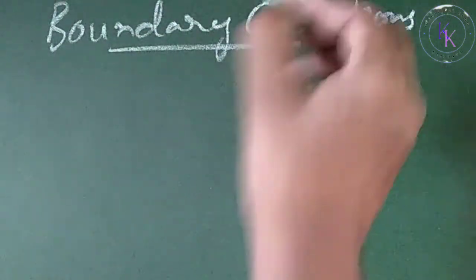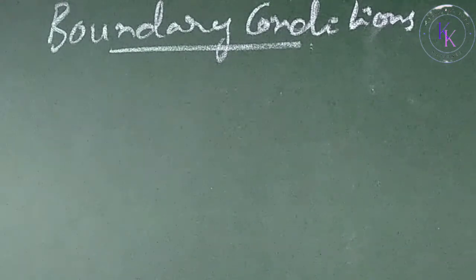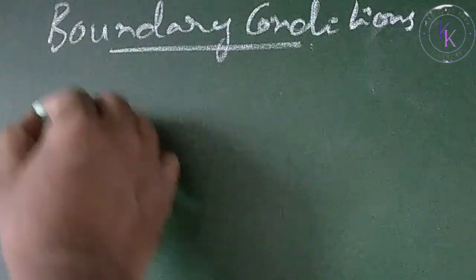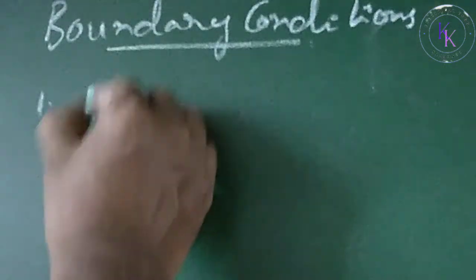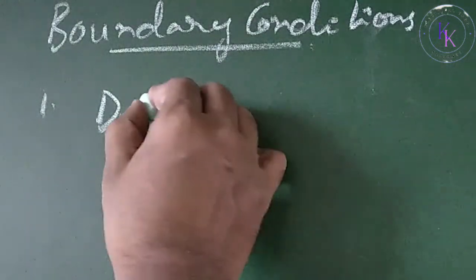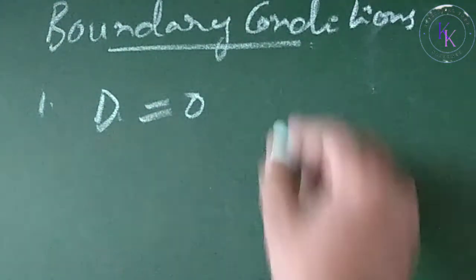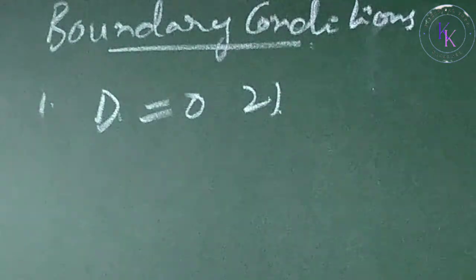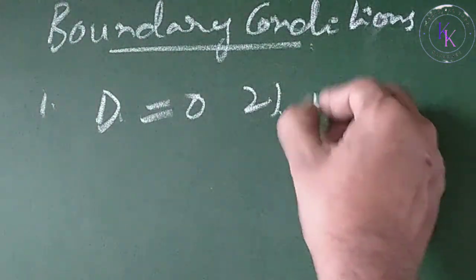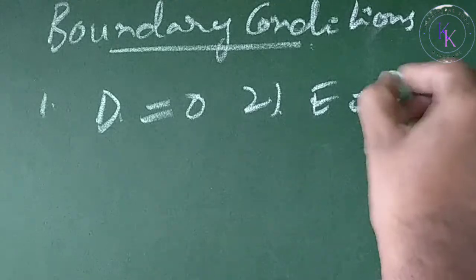Boundary conditions. The property of a conductor and the boundary conditions which prevail in respect of the conductor free space interface. The two most important characteristics of a conductor in relation to electrostatics are: first, the charge density in the interior of a conductor is equal to 0. And second, the field intensity inside the conductor is 0.